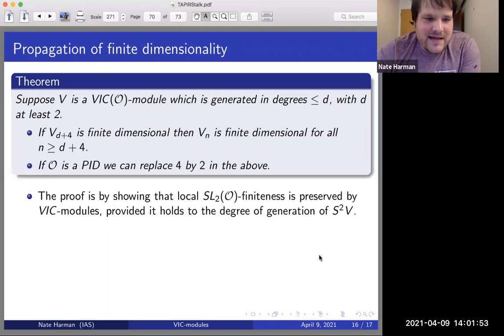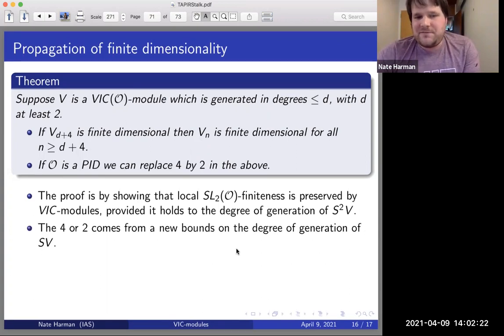The proof goes that this local SL2 finiteness condition is something that plays well with the VIC structure. So we can propagate this local finite dimensionality condition via representation stability. And then this lemma implies that local finite dimensionality for SL2 implies global finite dimensionality everywhere. So that's the proof in a nutshell. And this bound of 4, 2 comes from degrees of generation for shifts of your module.